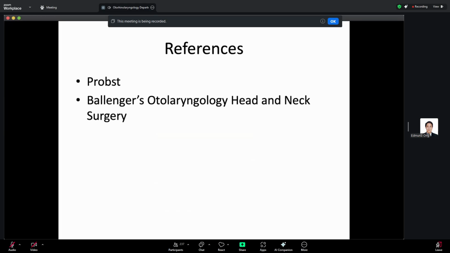So the references are Probes and Ballinger's Otolaryngology Head and Neck. So if you have any questions, you can type it in the chat box, or you can open your mic and just ask the question.